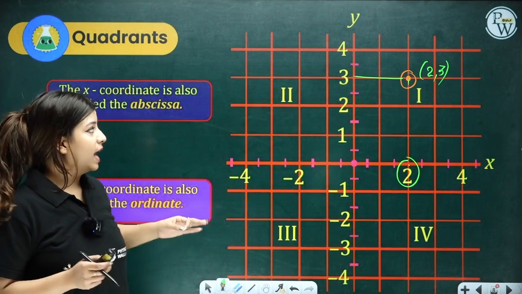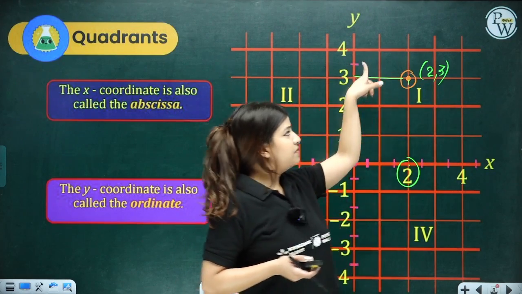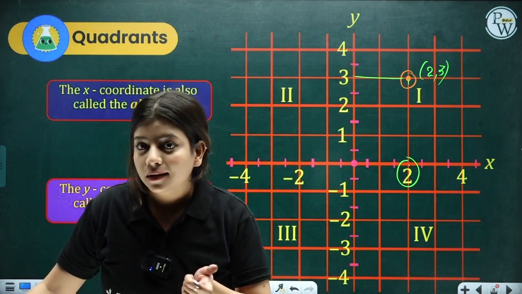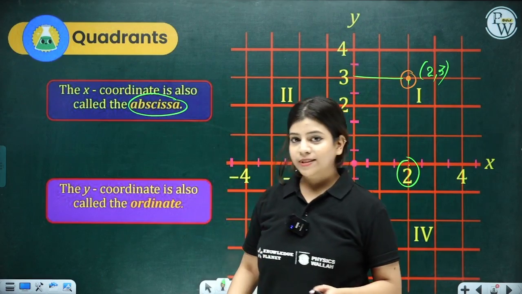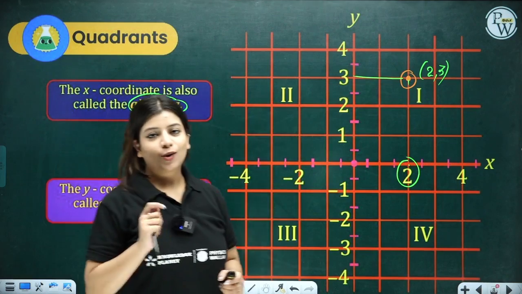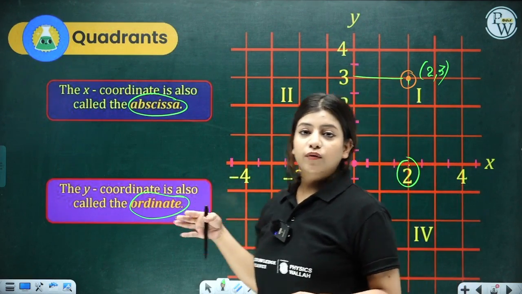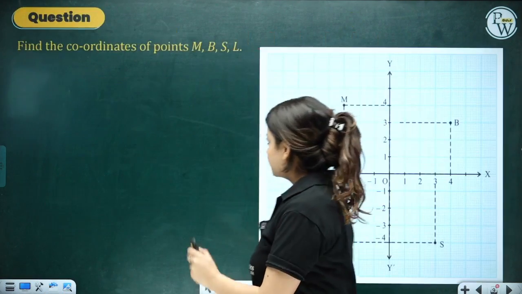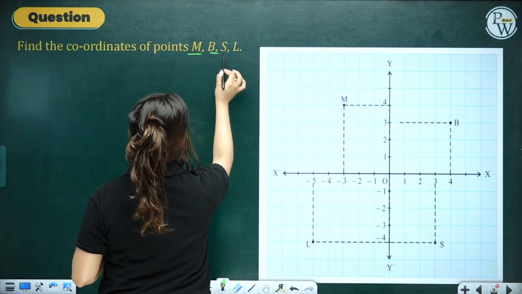The next thing that we have is on the y-axis, right? This 3 is from the y-axis, students. This y coordinate is known as what? Your ordinate, right? So on the x-axis, the point is called abscissa, and on the y-axis, the point is known as your ordinate. I hope these 2 terms are clear, right? Two axes are used over here, so we will use AXES, that is the plural of axis, right? Okay, so now the question comes: find the coordinates of the points M, B, S and L.